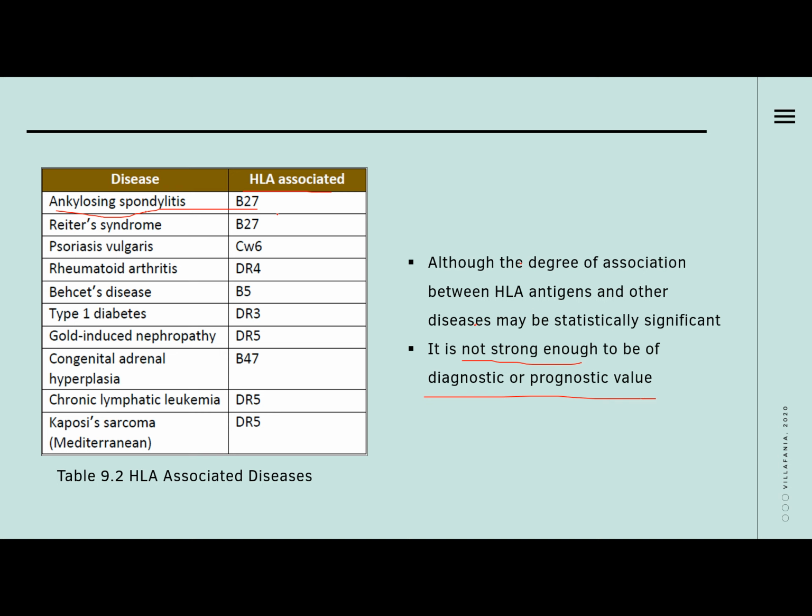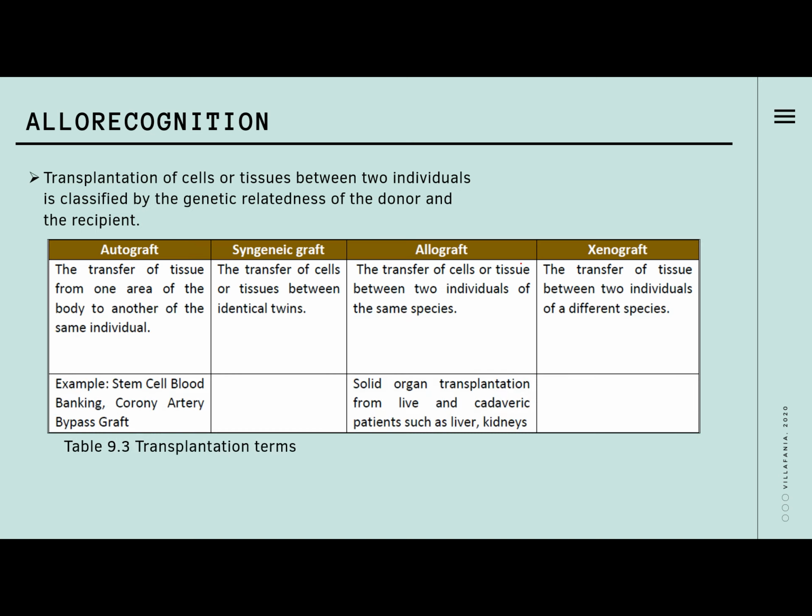So, pag B27, either ankylosing spondylitis or Reiter syndrome, excuse me. Kapag CW6, psoriasis vulgaris, DR4, rheumatoid arthritis, B5, Behçet's disease, DR3, type 1 diabetes, DR5, gold-induced nephropathy, B47, congenital adrenal hyperplasia, DR5, chronic lymphatic leukemia, and DR5 also pwede sa Kaposi sarcoma. So please memorize this, class. This may come out in your quiz and exam.